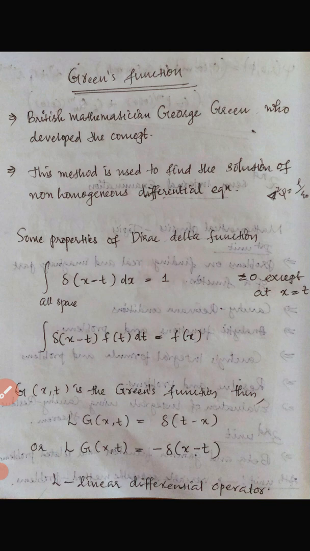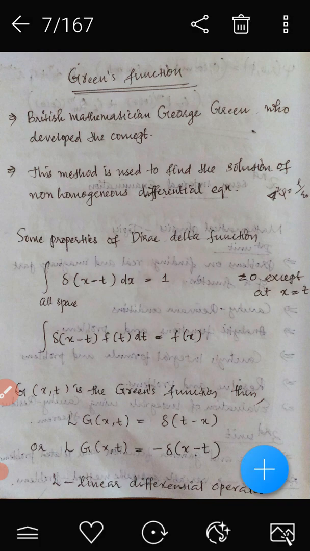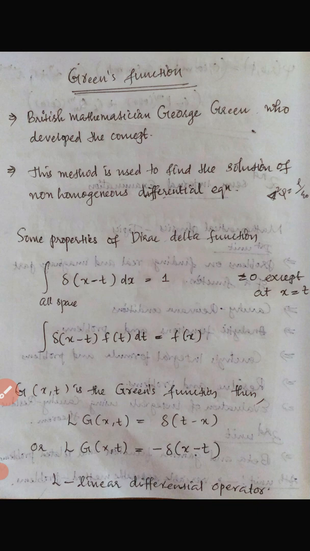In the previous classes we discussed how to solve the homogeneous differential equation by using the variable separable method. Now this Green's function is used for solving the inhomogeneous differential equation. And first we can discuss the properties of the Dirac delta function.